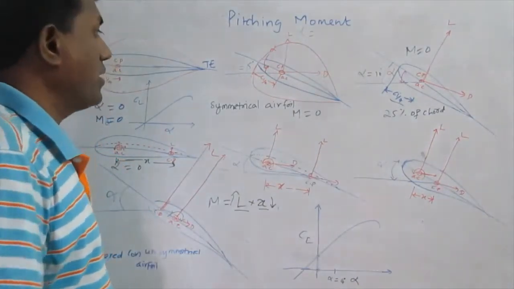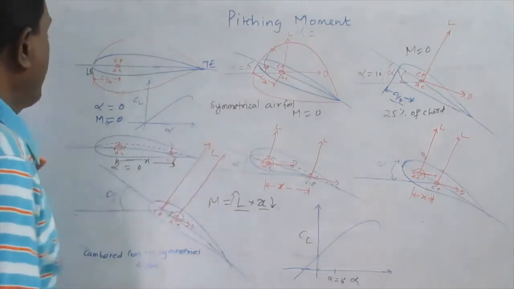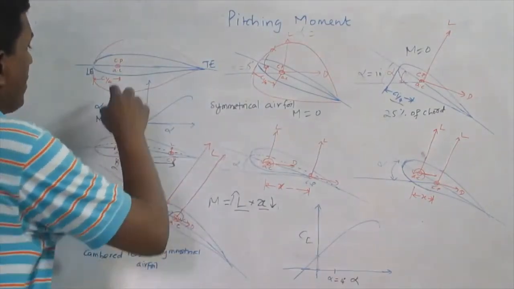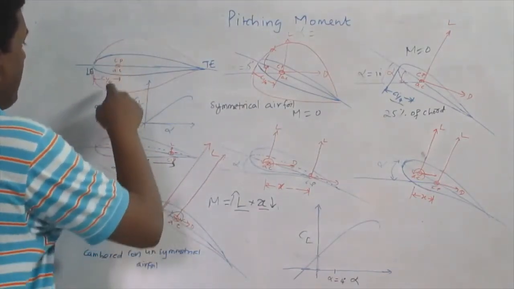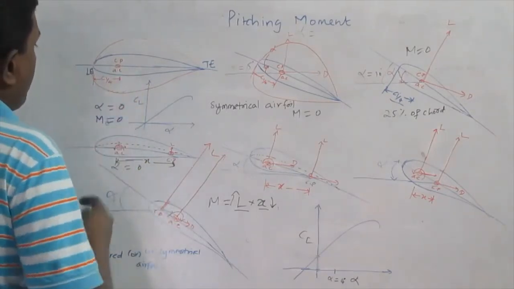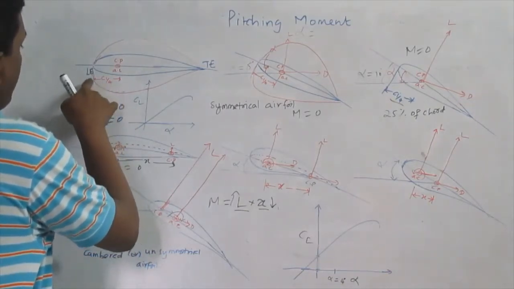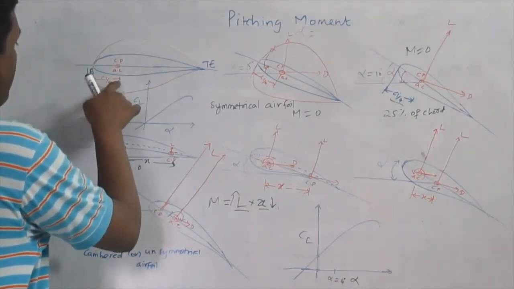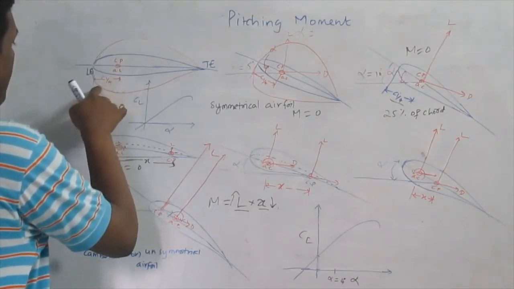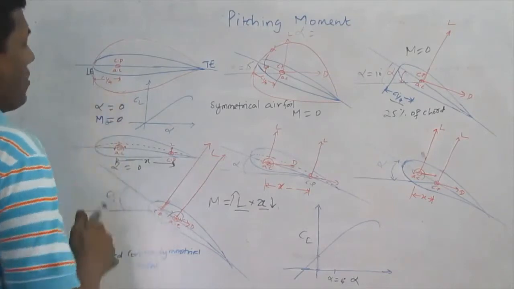First, let us see what happens in the case of a symmetrical aerofoil. In the case of a symmetrical aerofoil, both the aerodynamic center and the center of pressure lie at the same point. That point is what we call the quarter chord point, meaning the distance from the leading edge to this point is 25% of the chord.